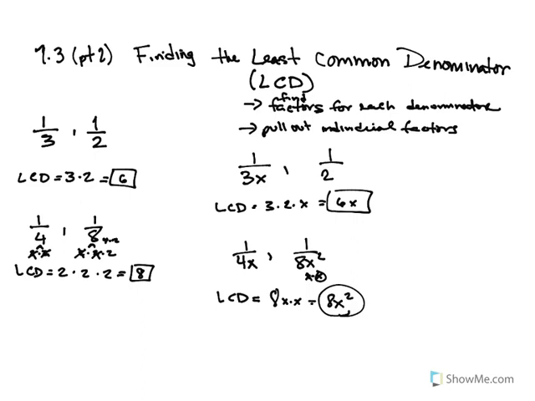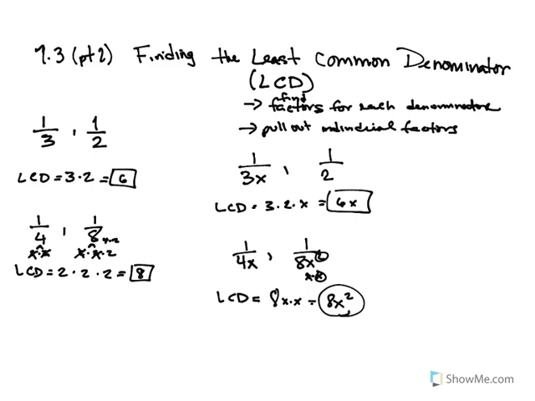So when you have variable components, for the LCD you're going to take the variable that has the higher exponent in that pair. When we're looking for the LCD, we have to keep in mind that we're going to have to use factors because everything is not just going to be simple numbers. So we have to think in terms of factors, not just our basic numbers.